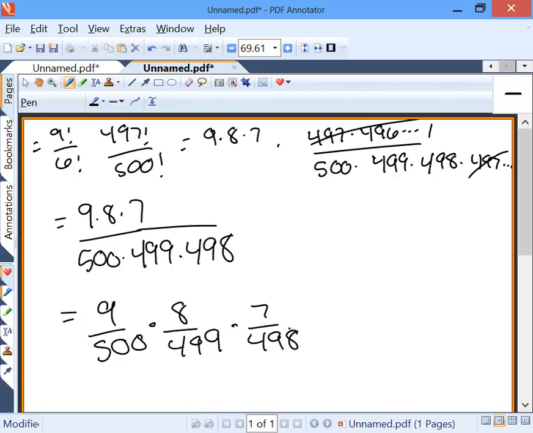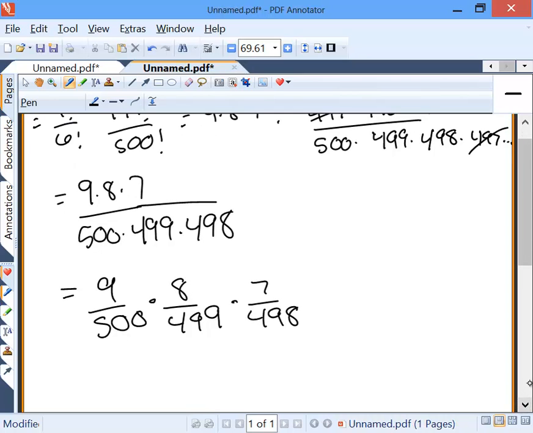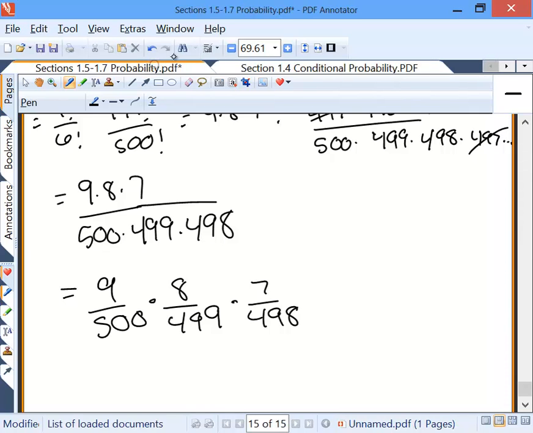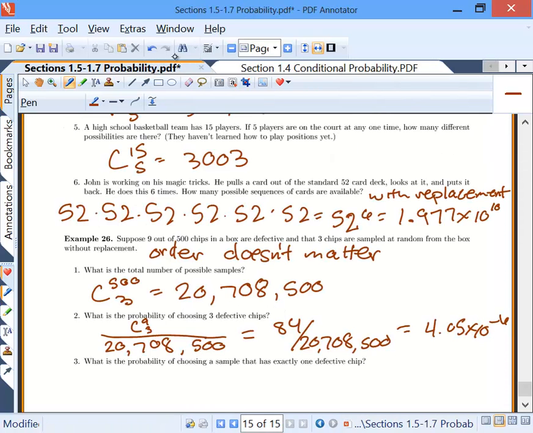So isn't it nice that using our first method and using our second method we get the same answer? Okay, so you get to usually choose what will make the most sense to you.